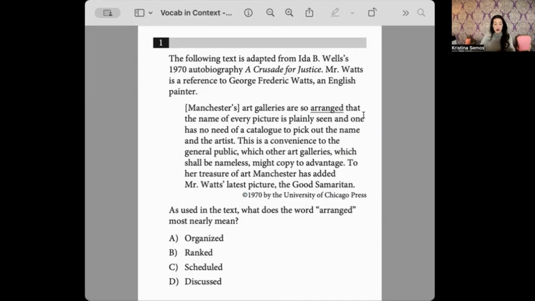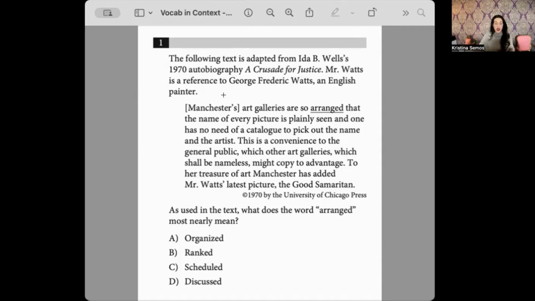Manchester's art galleries are so arranged that the name of every picture is plainly seen, and one has no need of a catalog to pick out the name of the artist. This is a convenience to the general public, which other art galleries, which shall be nameless, might copy to advantage. To her treasure of art, Manchester has added Mr. Watts's latest picture, The Good Samaritan. So let's follow the Ivy Lounge test prep method of our 4 steps for meaning and context questions.